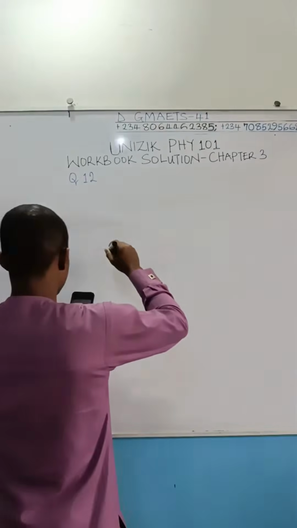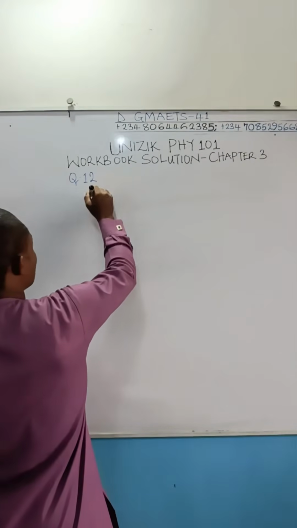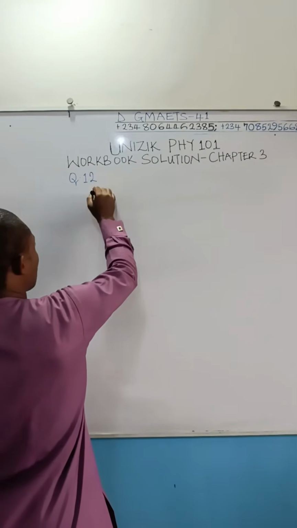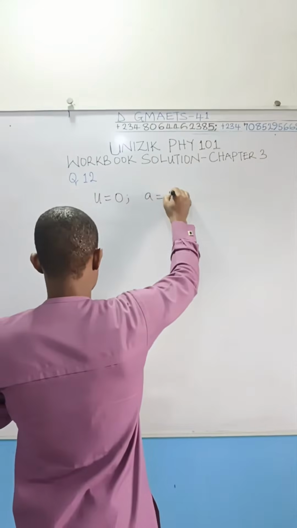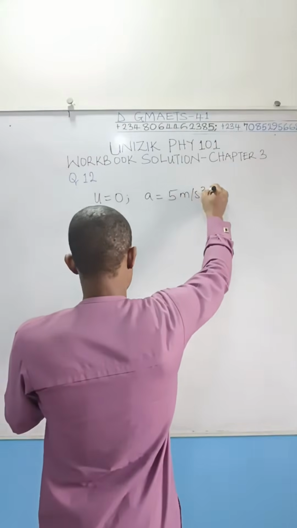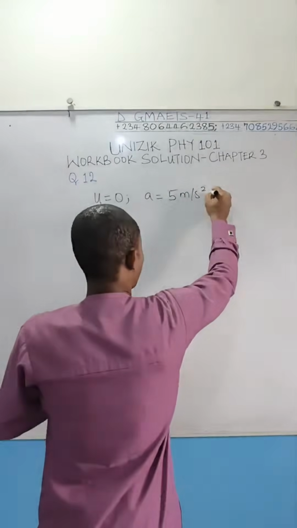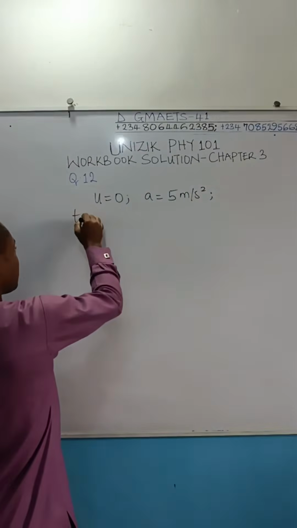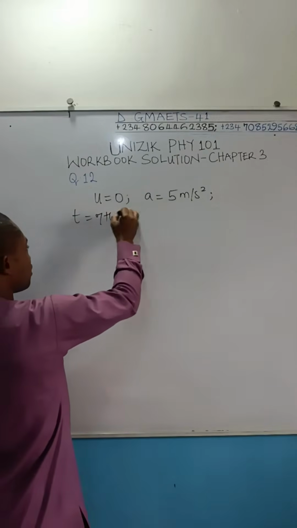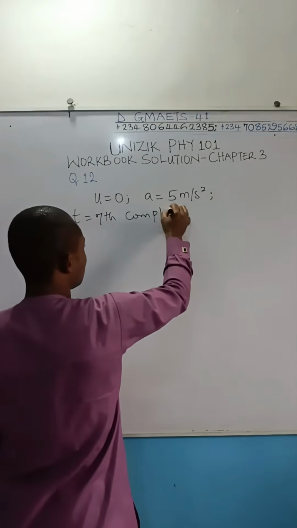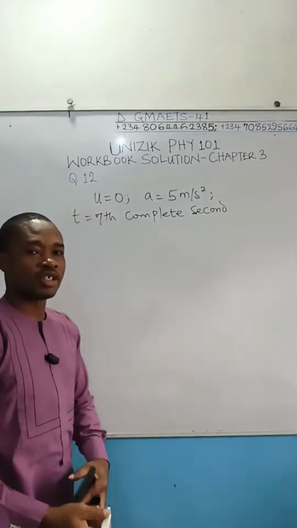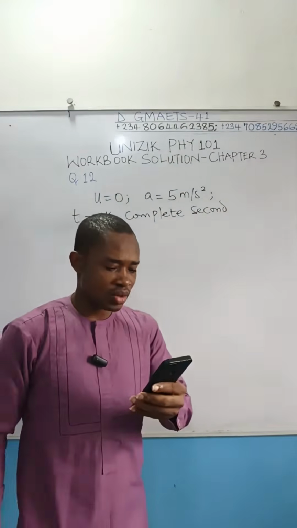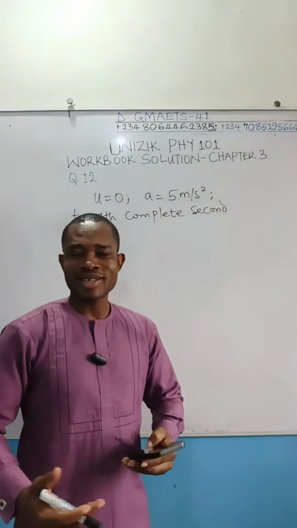Now, from the information given to us, the acceleration is from rest, and because it is from rest, our u will be equal to 0, and then acceleration is given to us to be 5 meters per square second. The time is the 7th complete second. So with this information, we are asked to calculate how far.